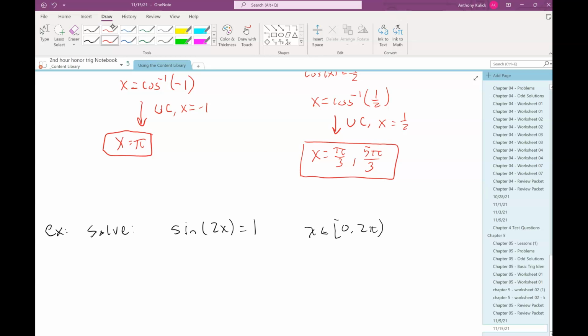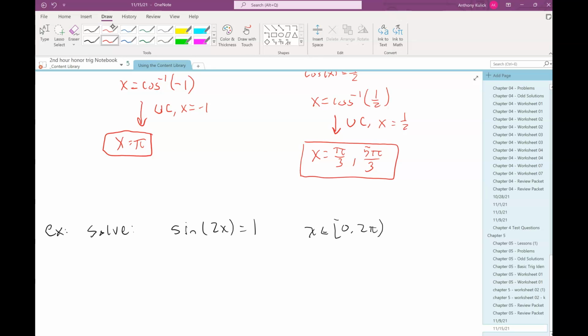What do you notice that's different about this problem than any of the previous things that we've seen? Yeah, we have a coefficient attached to the variable inside of our trig function, right? That's going to be your cue that we have to be careful about these situations. There's some additional stuff that we need to do.